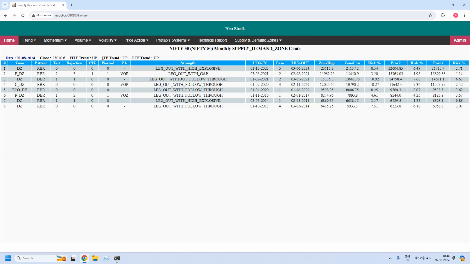One time frame higher, that is the quarterly trend. One more time frame higher, that is the yearly trend. That way you can identify. The remaining columns you can understand easily.